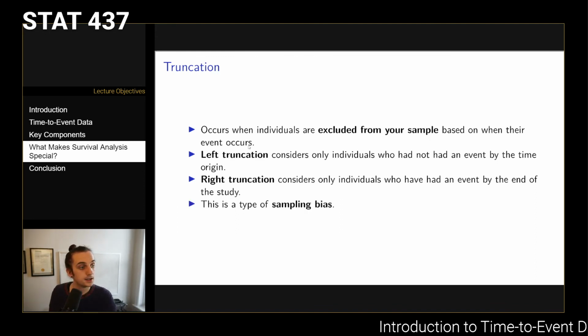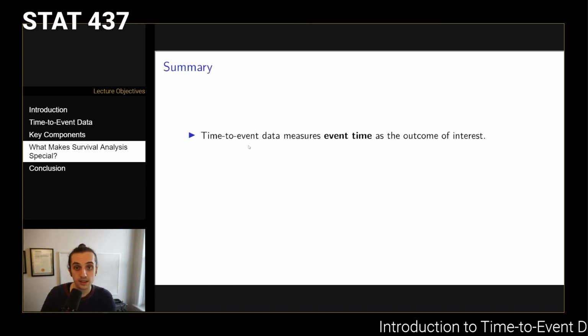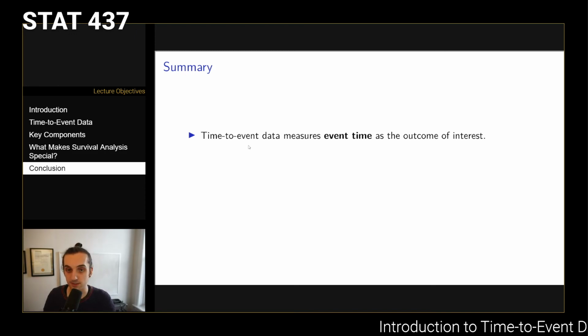Okay? And so it's a sampling bias, and whenever we're dealing with sampling biases, we have to restrict the population that we're dealing with. We have to acknowledge that our sample is not a true random sample, and we need to do conditional analysis to get around that. So when you have truncation, you must perform conditional inference in order to make valid conclusions. There's no way around that. It's the only thing that we can do because our sample's not representative of the full sample, it's representative of the conditional sample, conditional on either the time being above a certain value or the time being below a certain value. Okay, so that's the very quick, brief rundown on what time to event data are.